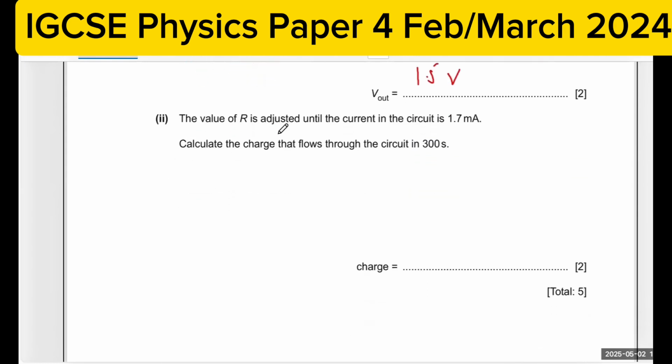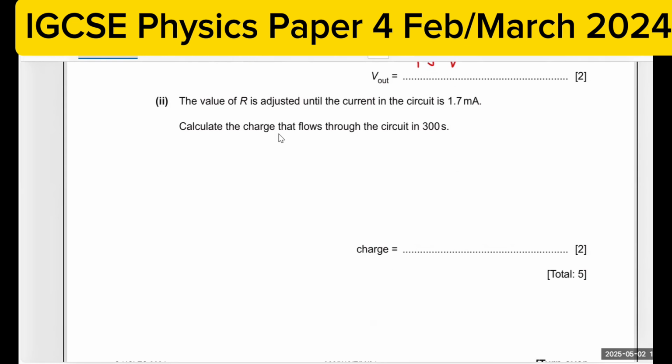Next question. The value of R is adjusted until the current is 1.7 milliamperes. So this is the current, and this is the time, we need to calculate the charge over it.